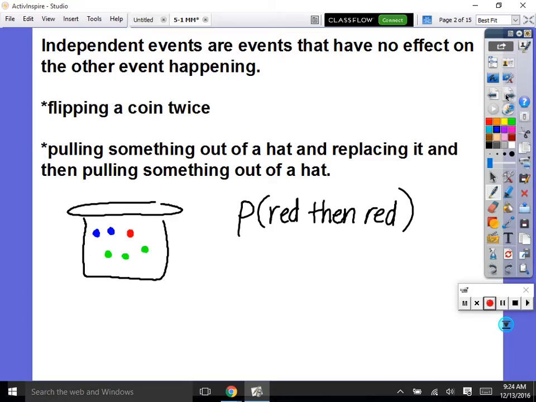If I pull something out, that's the first event. And if I put it back in and then pull something out again, the first event had no effect on the second event. Does everybody understand? However, let me show you something. Let's say that we pulled out, this would be considered dependent.